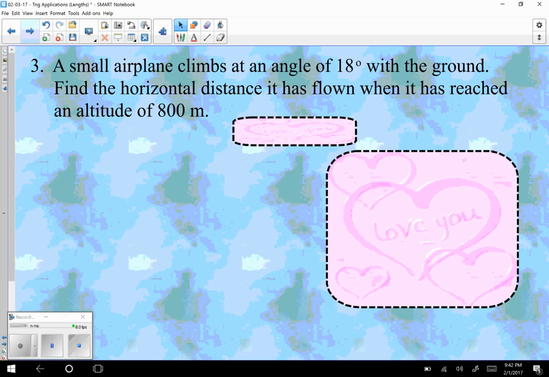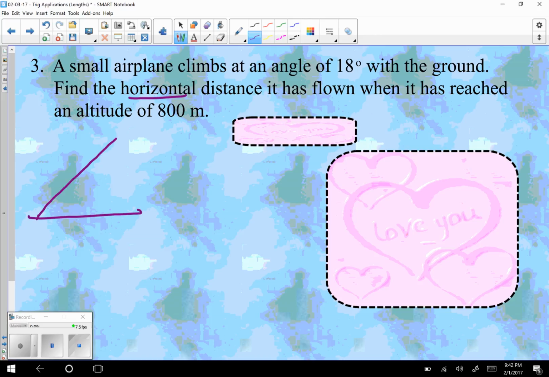So number 3, a small airplane climbs at an angle of 18 degrees with the ground. Find the horizontal distance that it has flown when it has reached an altitude of 800 meters. Okay, so here's my ground. I've got this plane that's taken off and it's flying, and it's here. I want to know the horizontal distance when it's at an altitude of 800.